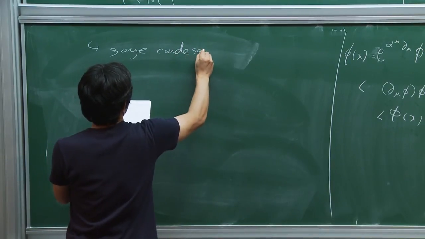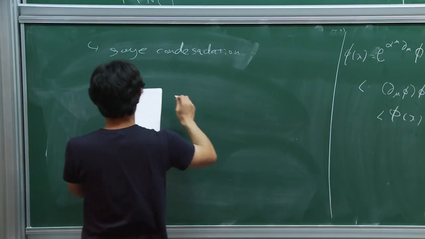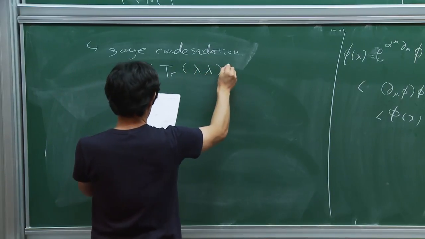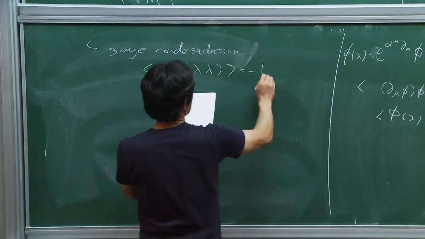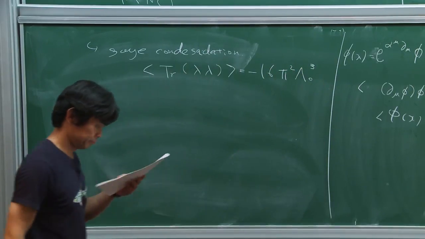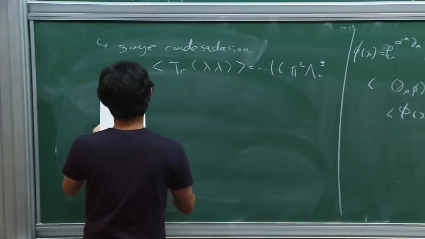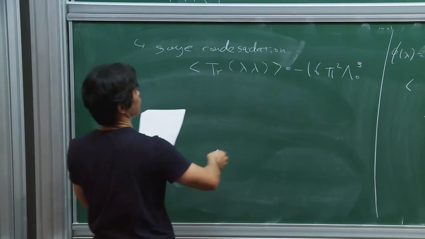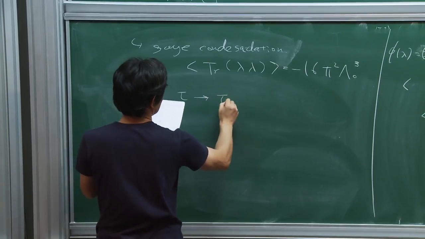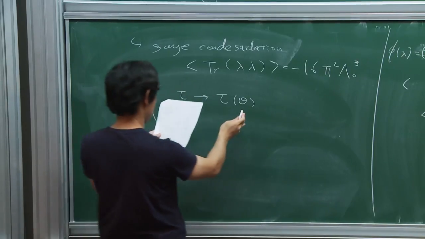We can compute gaugino condensation from that result. That is given by trace lambda lambda equal to minus 16 pi squared Lambda cubed. Okay, so maybe it's a bit difficult to get this one from that one. Actually, to do this, we need to lift the gauge coupling constant tau to the chiral superfield.